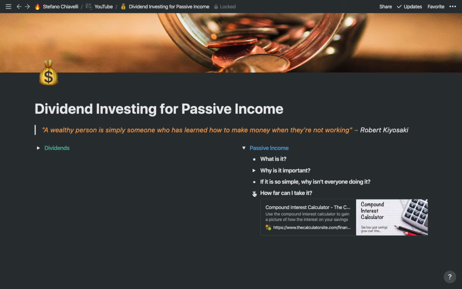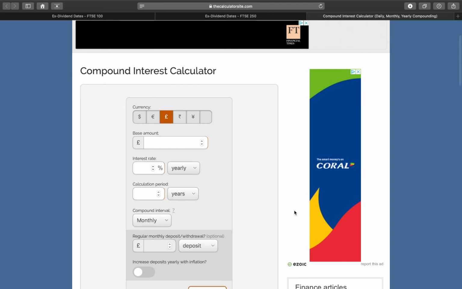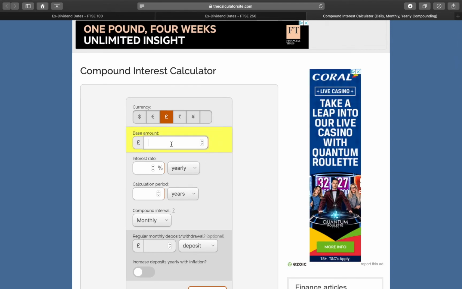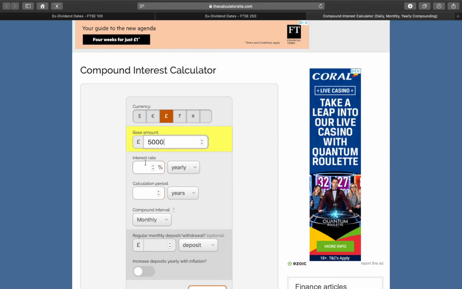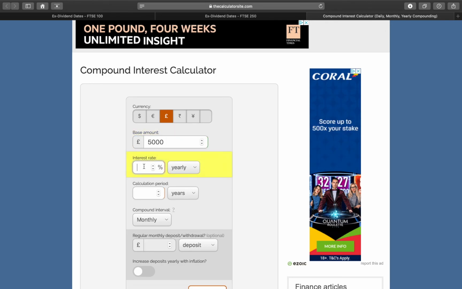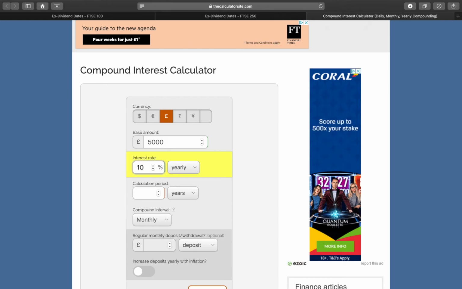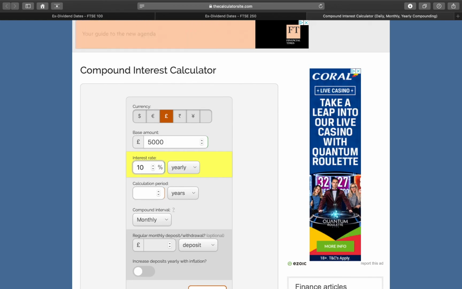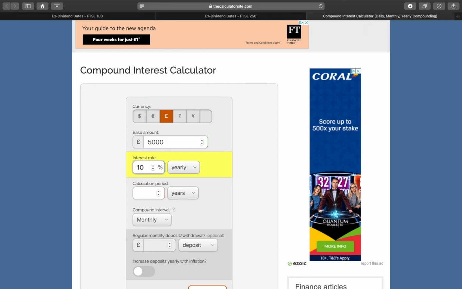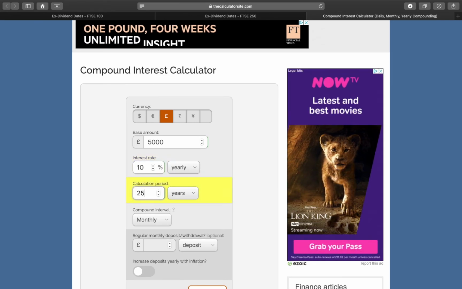Then, how far can you take it? So for this, I've gone back to the compound interest calculator you would have seen in my previous videos. Let's say that you are 25 years of age and you want to start investing for dividends for the long term, so that by the time you're 50, you want to be financially free. Now, interest rate, for argument's sake, let's put 10%. Could be quite ambitious, but the way I'm thinking of this is a 7% return from capital appreciation plus a 3% dividend yield. Both of these are within average, so there's nothing too ambitious about this if you think about it. So calculation period, 25 plus 25 makes 50.